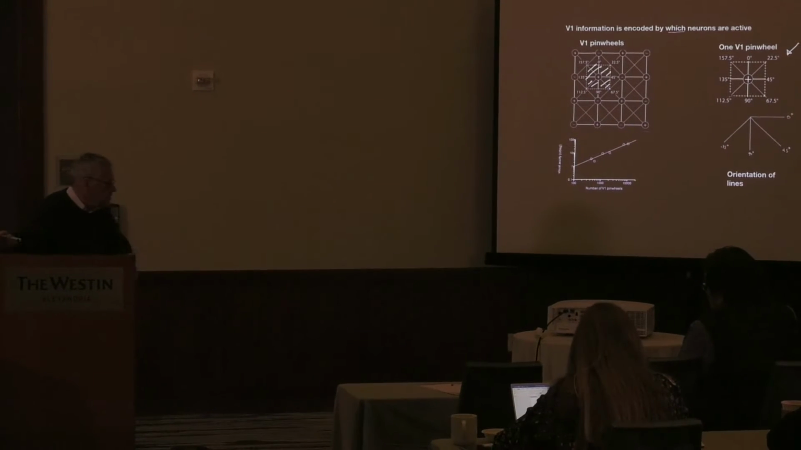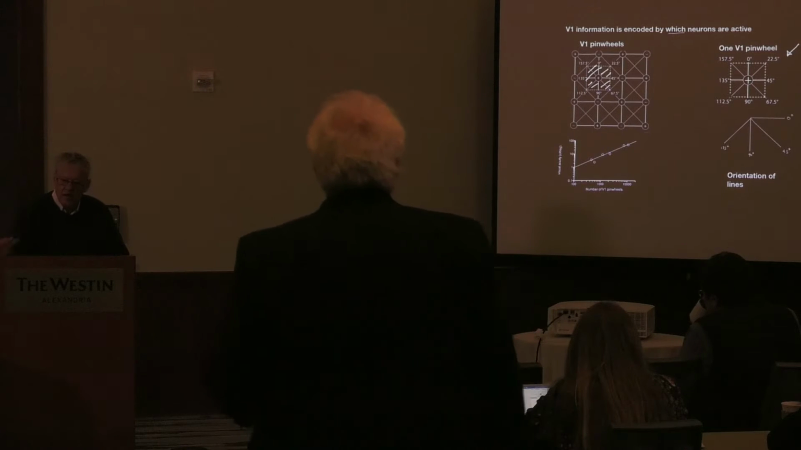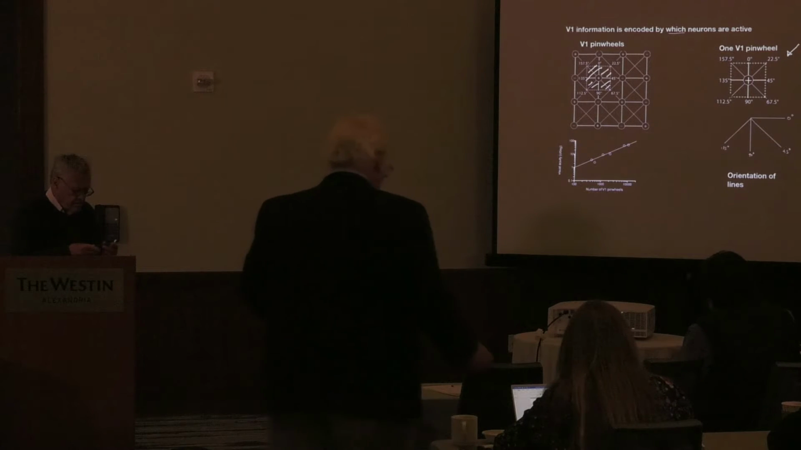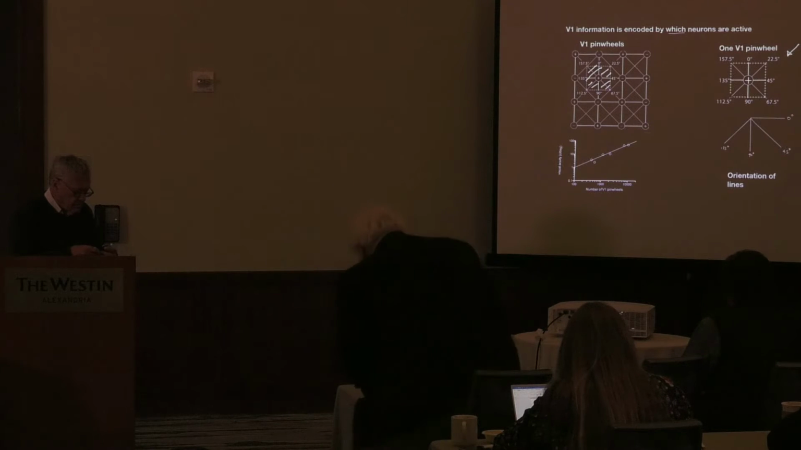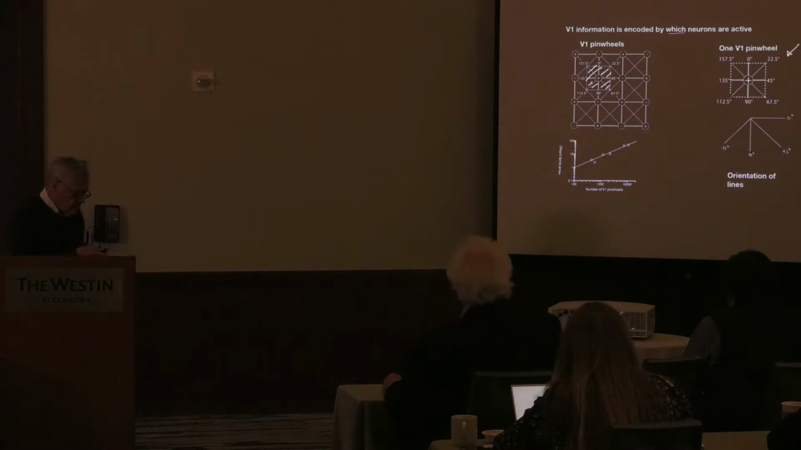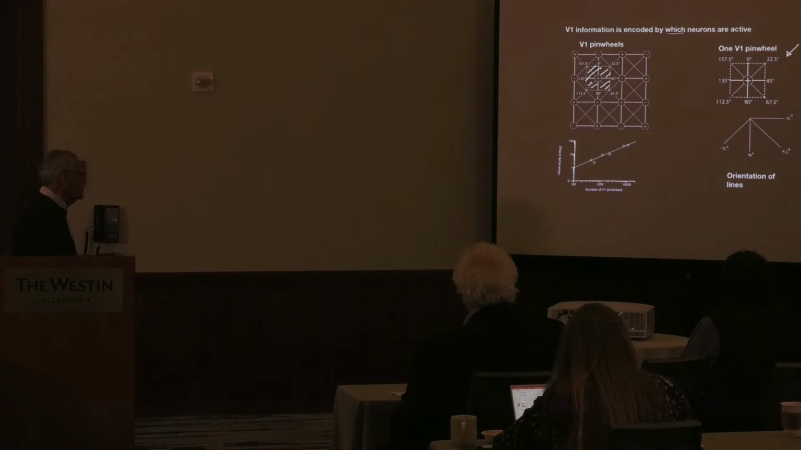And if you look at a graph on the bottom down here, if you look at the graph down here, this is a graph of a number of pinwheels in the primary visual cortex, and this is a graph of visual acuity, and these are all primates, and we're right up there, and we have about 10,000 pinwheels, so that means we have, in effect, 10,000 pixels in our visual cortex.